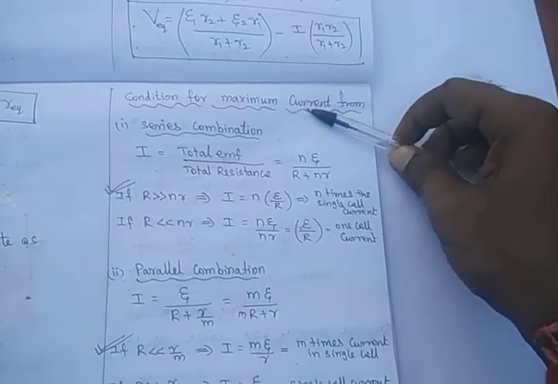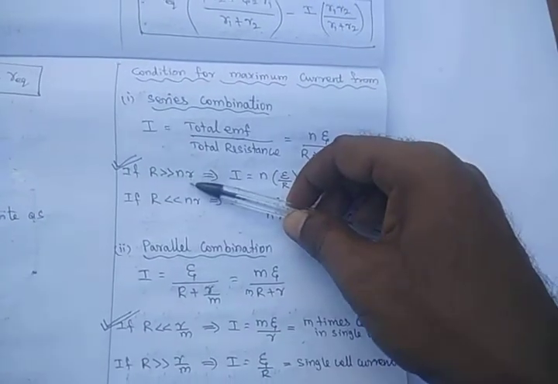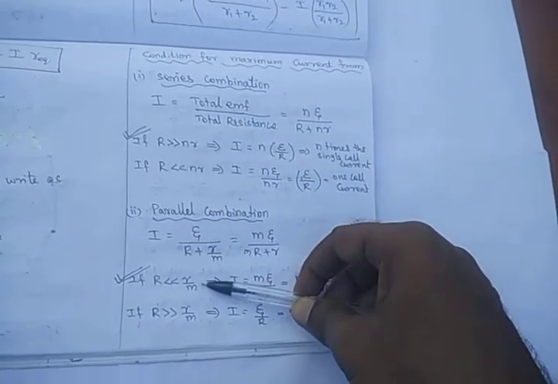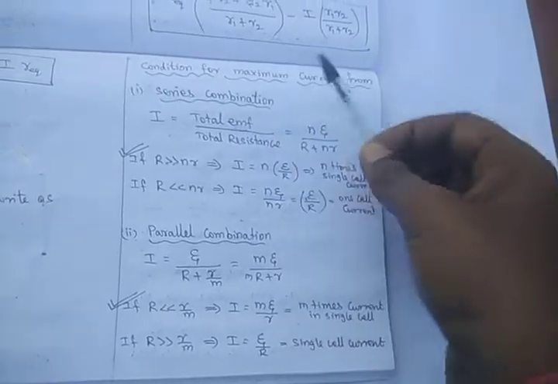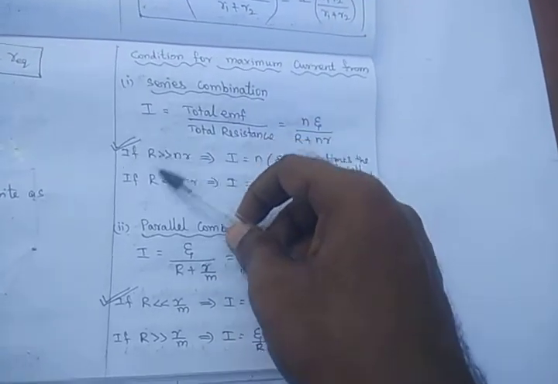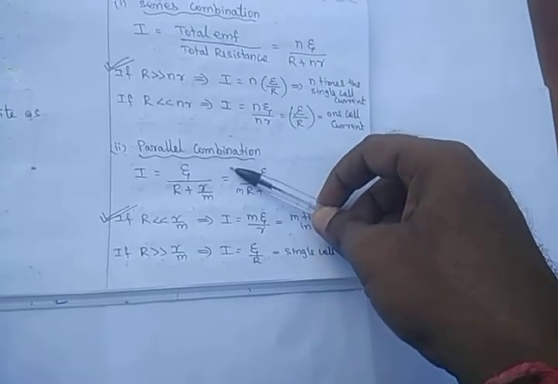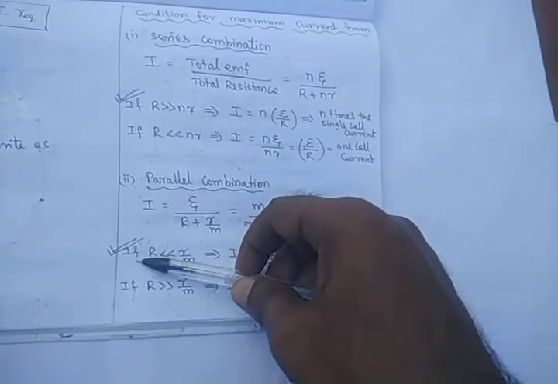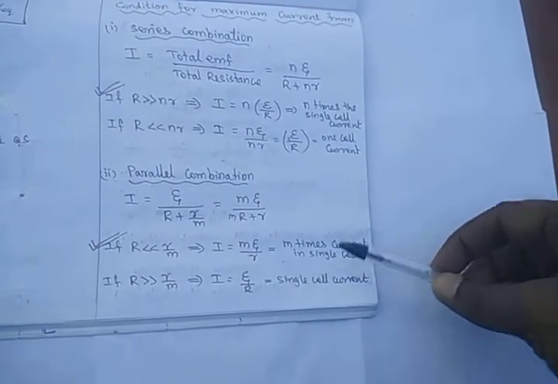The condition for maximum current in series combination means the external resistor must be higher in value than the internal resistor, which means we have to connect the series combination. If the external resistance is less than the internal resistance of the cells, we have to connect in parallel combination. In series combination, if we want the maximum current condition, we should connect the higher external resistance to the circuit. Then only the current will be maximum. In parallel combination, if we want the maximum current output, the external resistance value must be less than the total internal resistance value. Then only the current will be maximum.